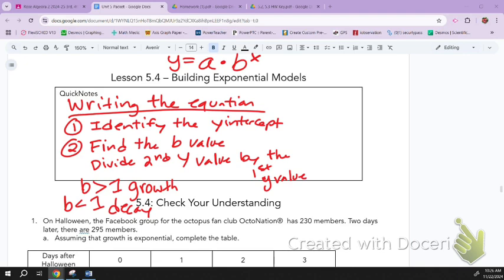Okay. In the check for understanding right now, we're going to practice finding it from a table, finding it from a word problem. Does anyone need more time with the quick notes?